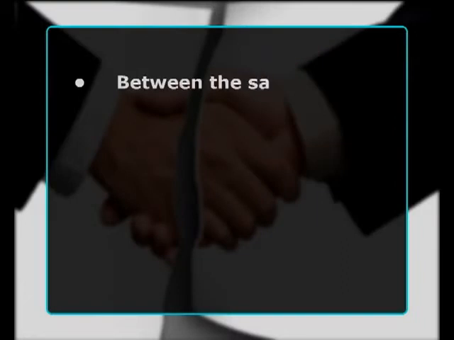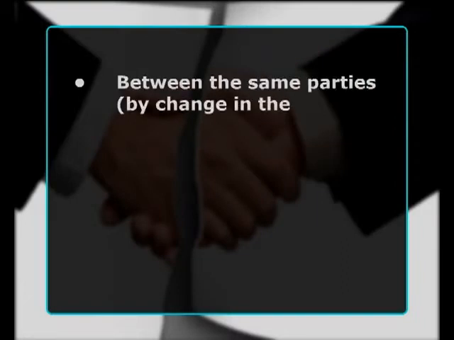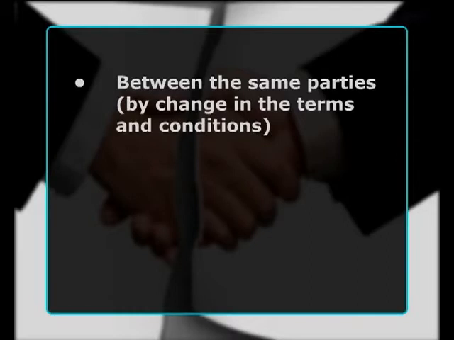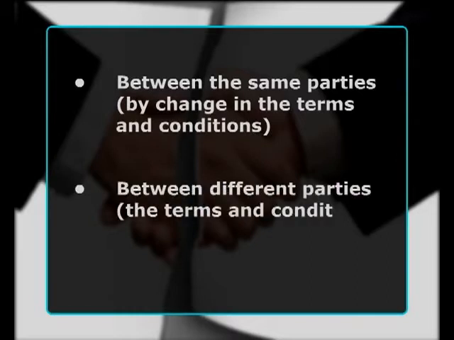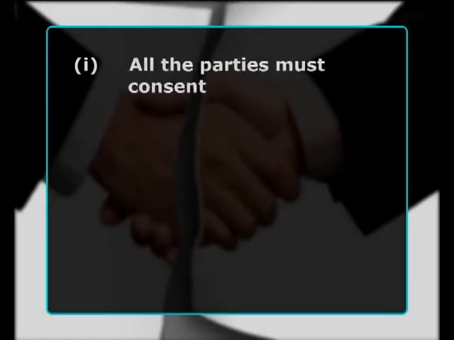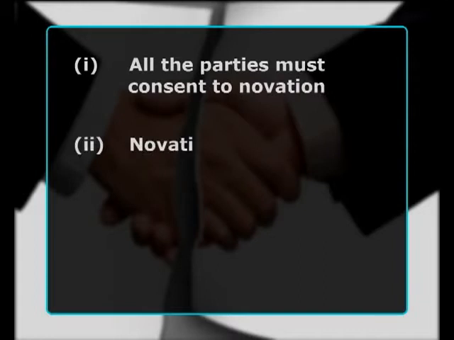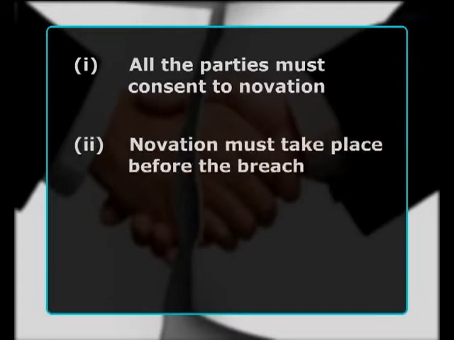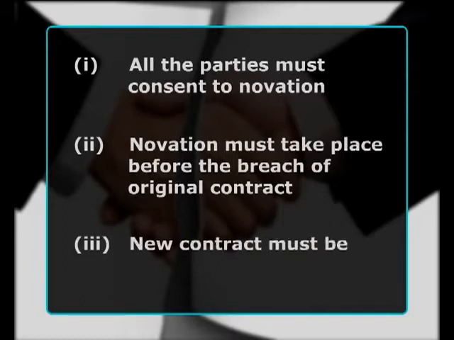The new contract may be between the same parties, that is, by change in the terms and conditions, or it may arise between different parties, that is, the terms and conditions remain the same or changed. The following conditions must be satisfied in case of novation. Number 1, all the parties must consent to novation. Number 2, the novation must take place before the breach of original contract. Number 3, the new contract must be valid and enforceable.